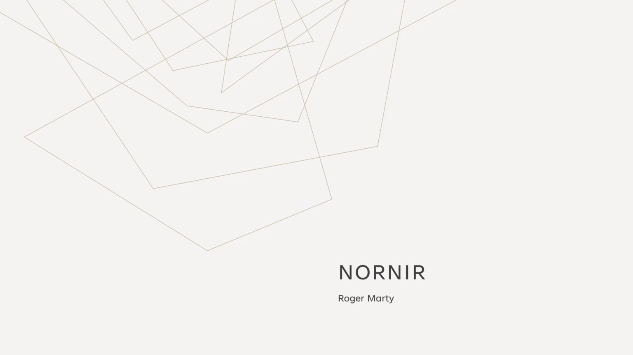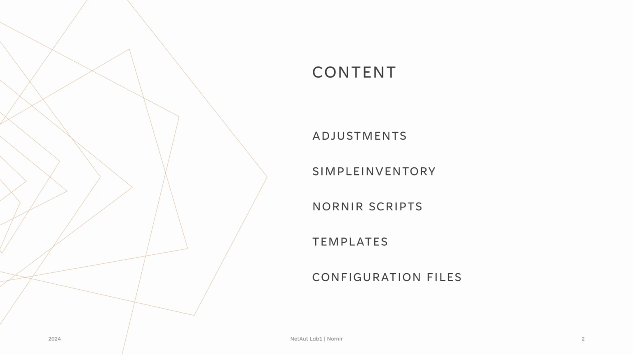Welcome to my short presentation about the Nornir part of the first lab in network automation. I will talk about some adjustments that I made in the services YAML and in the config file and some other stuff. I will then talk about the inventory, how it's structured, what it contains. Then I will show my Nornir scripts. There are two of them. Then the Jinja 2 templates that are used to create the config files, and then I will show you a created config file from the scripts.